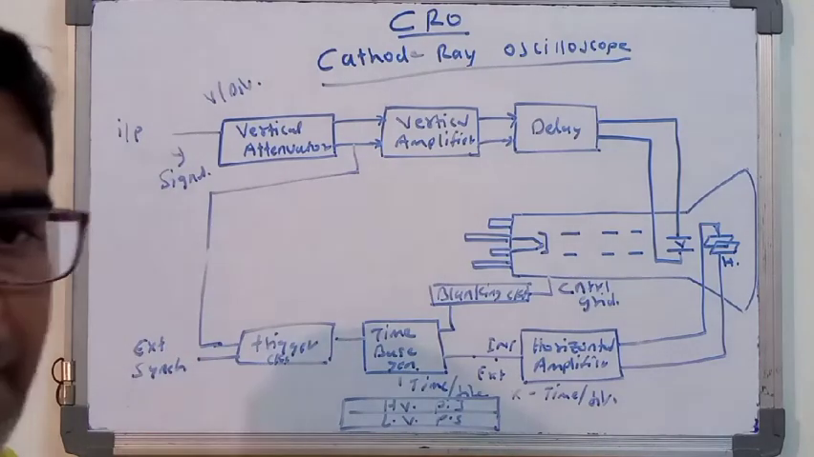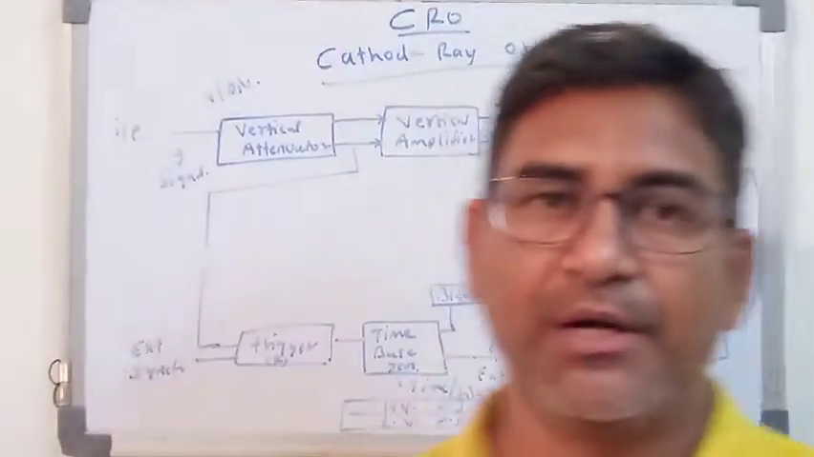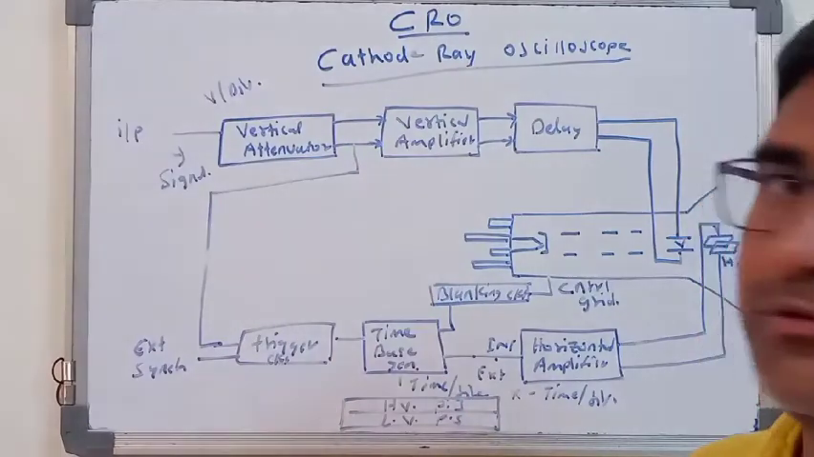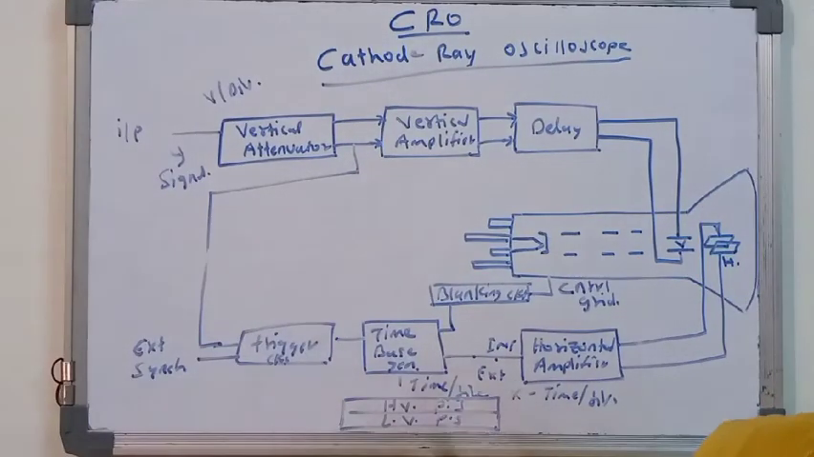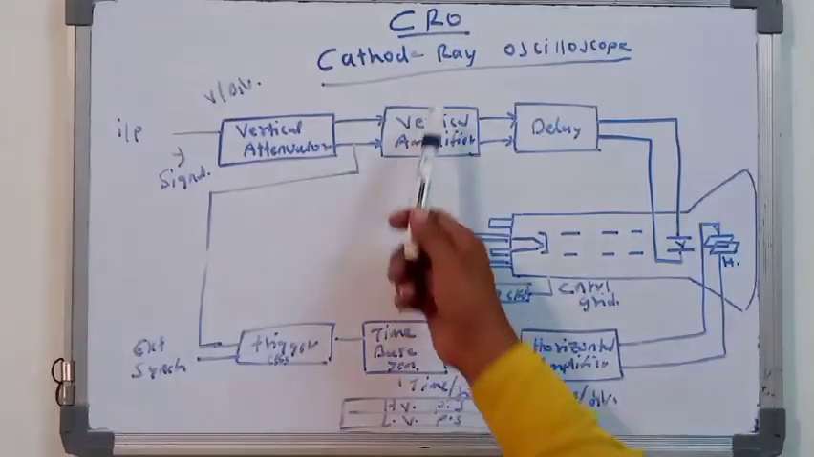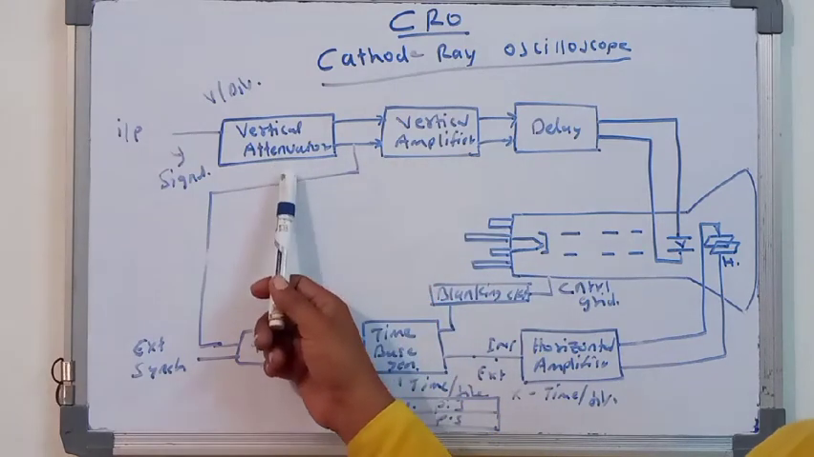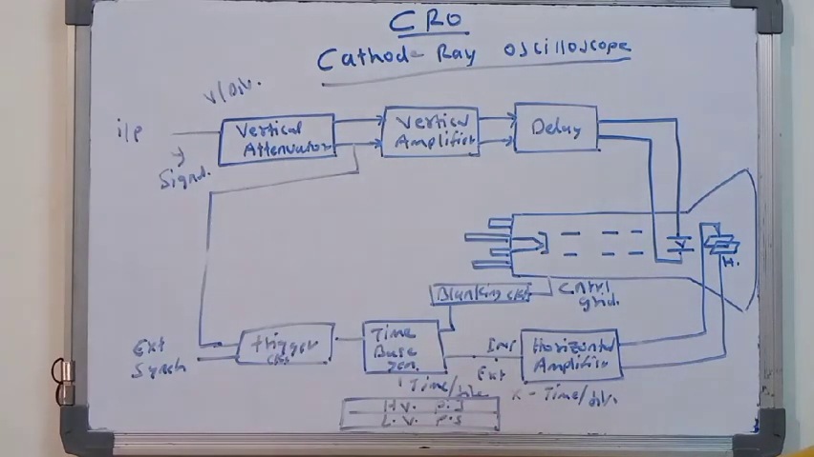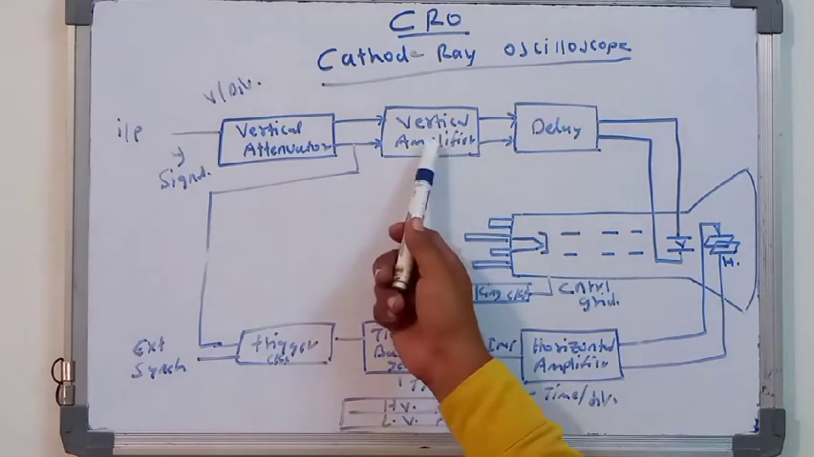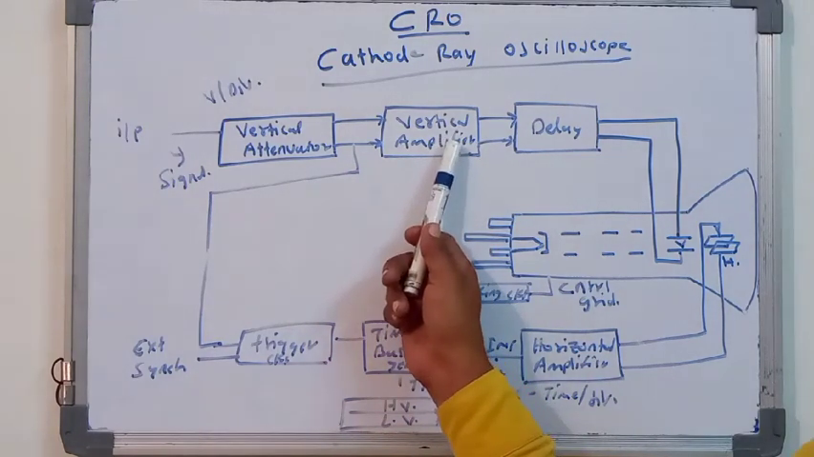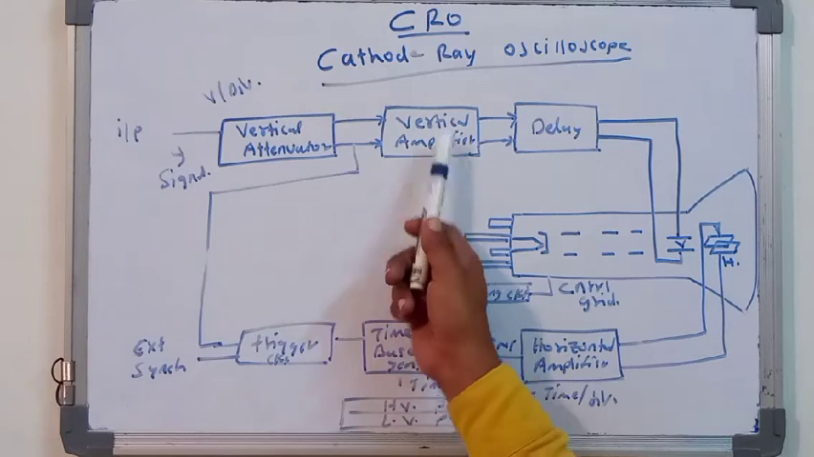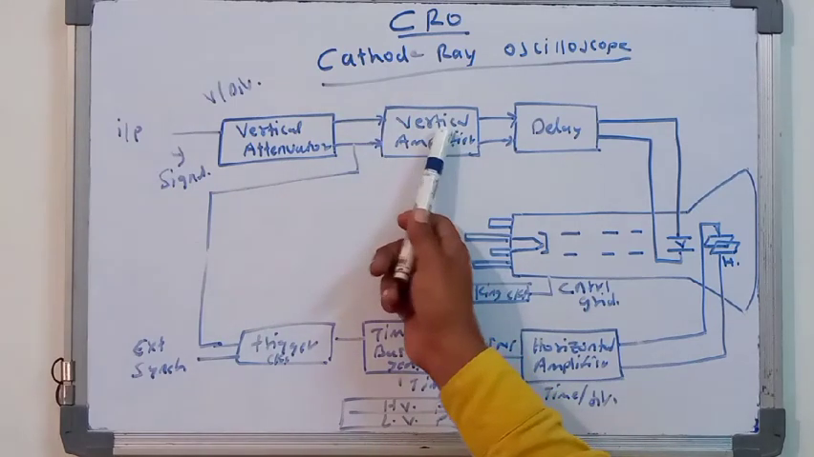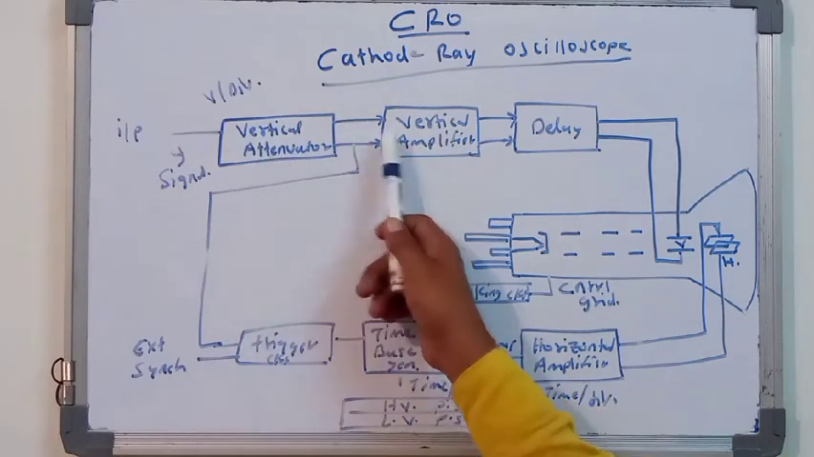Okay students, now we will see how the vertical attenuator and the vertical amplifier work. In the vertical amplifier, the signal, the waveform to be observed on the screen, is applied to the vertical amplifier, and the signal comes to the vertical amplifier from the vertical attenuator.